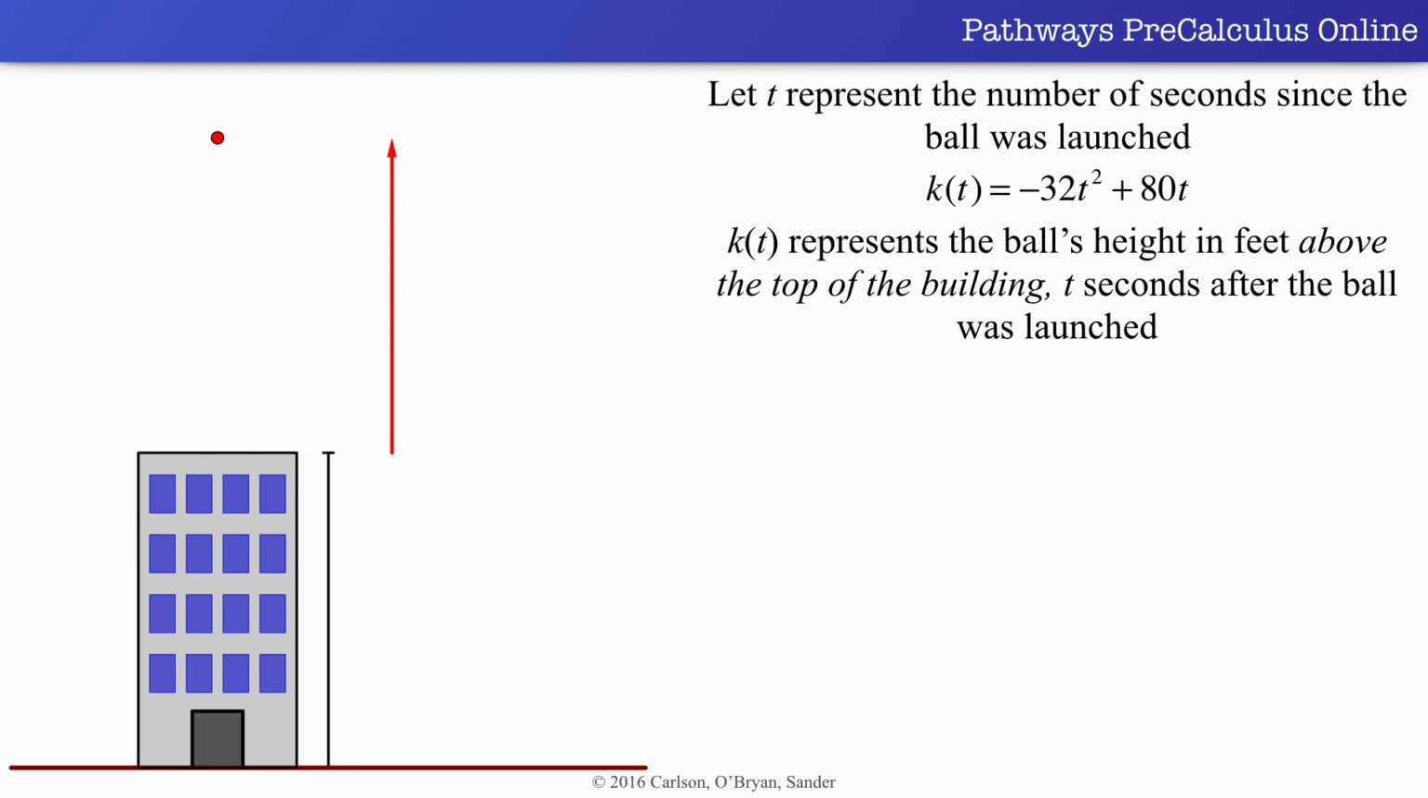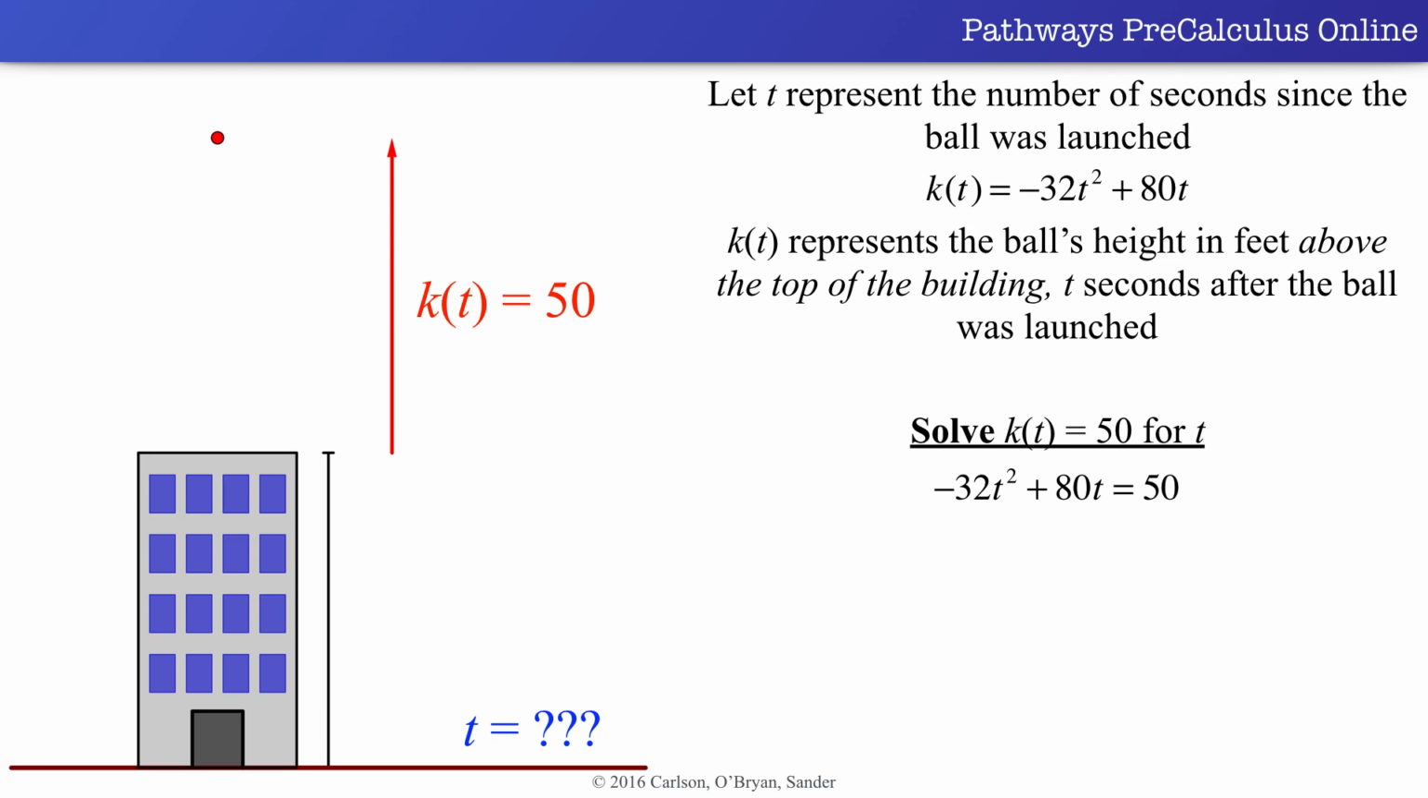Now, suppose we want to know how long it takes for the ball to reach its maximum height after being launched. In this case, we know that k of t equals 50, and we want to know the value of t. We can solve k of t equals 50 for t to determine this value of t, but doing so involves solving the equation -32 times t squared plus 80 times t equals 50 for t, which might be a little more work than we need to do.